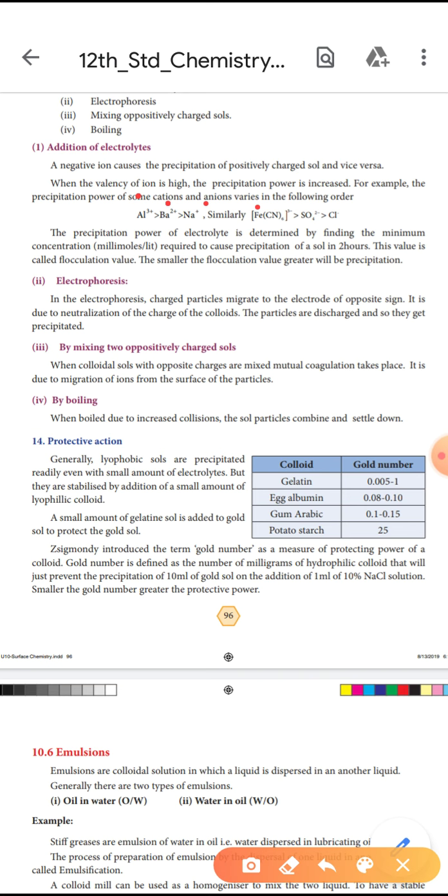Next one is by boiling. When boiled, due to increased collision, the particles combine and settle down. We boil that solution, so the collision is increased, and the particles combine and settle down.